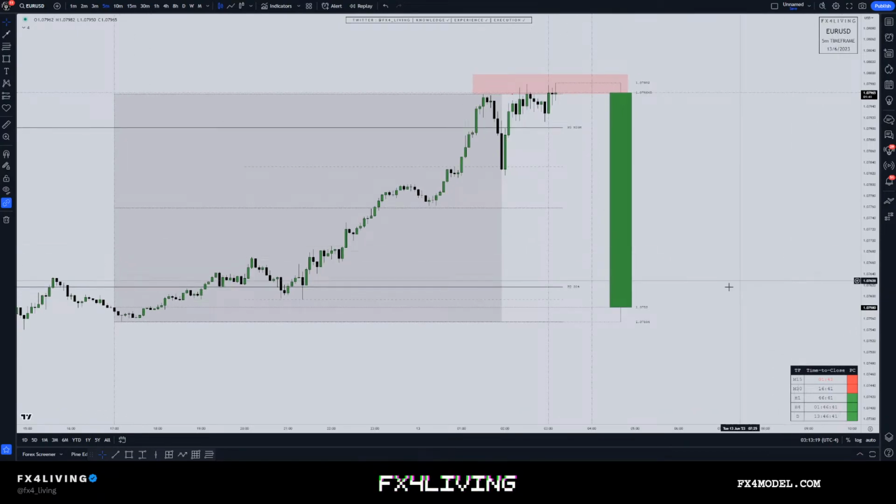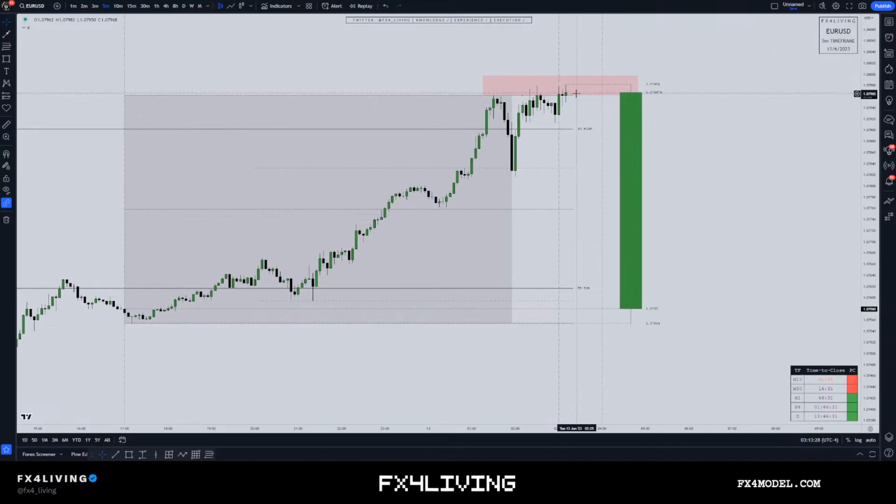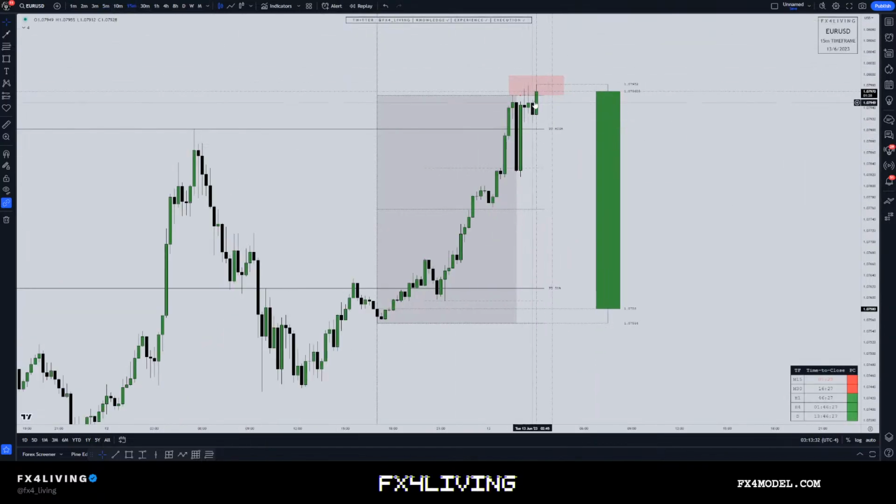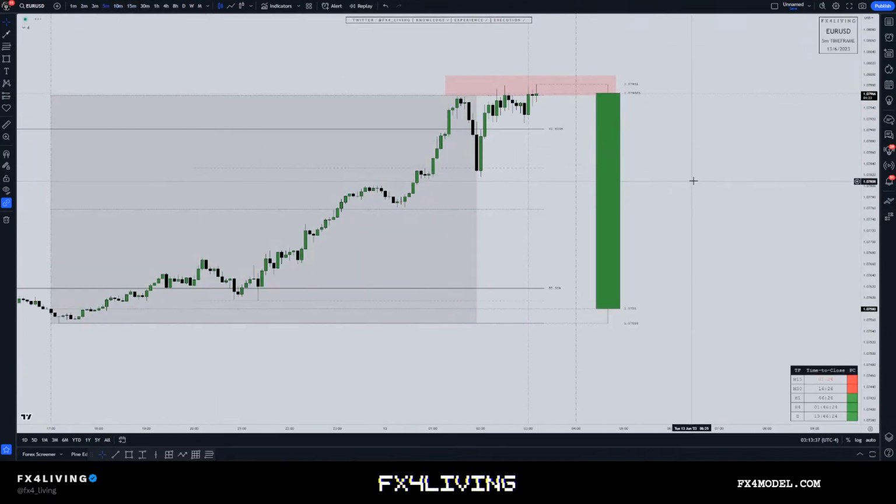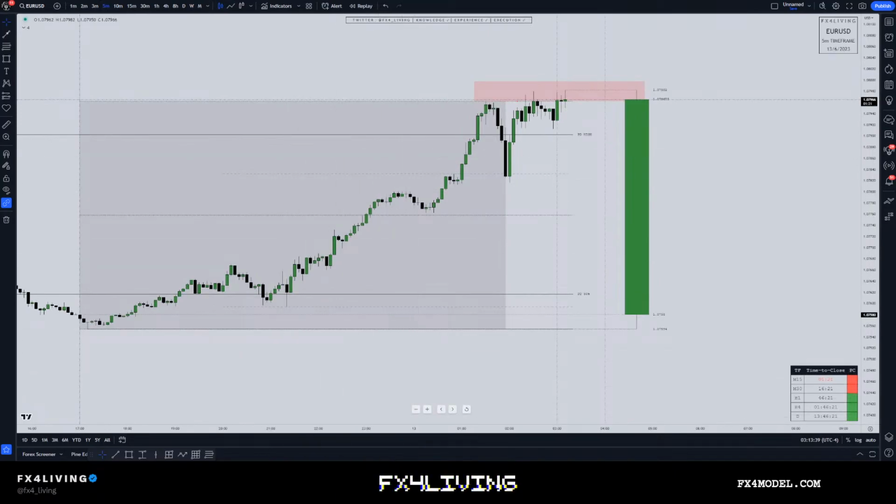Still waiting for now. Like I said all the time, trading is boring. One minute left for the 15-minute close, and I want to see how the 15-minute looks. It's a bullish 15-minute, no bottom wicks. Okay, interesting. So still waiting.